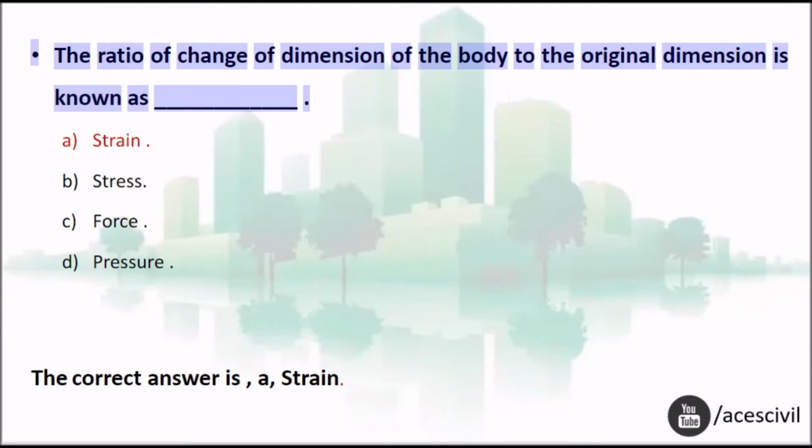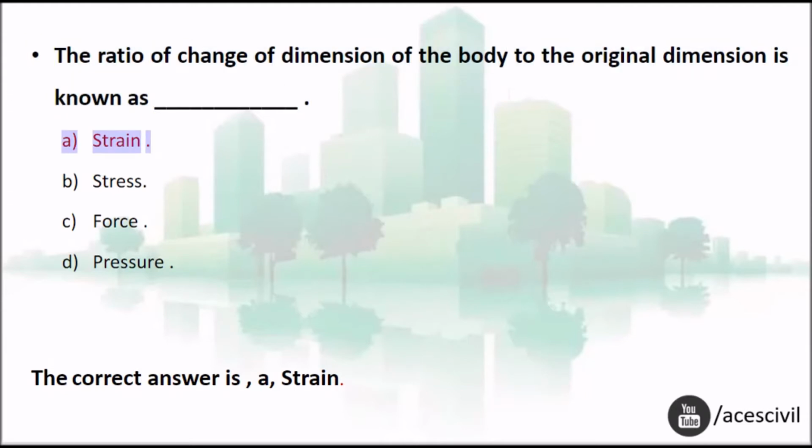The ratio of change of dimension of the body to the original dimension is known as A. Strain. B. Stress. C. Force. D. Pressure. The correct answer is A. Strain.